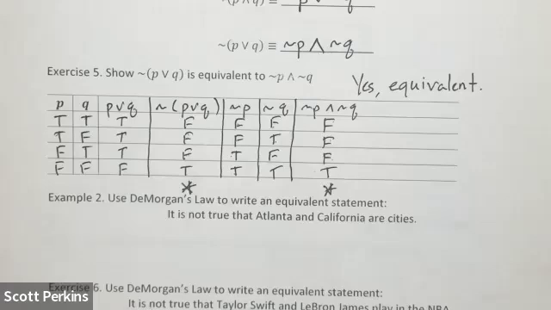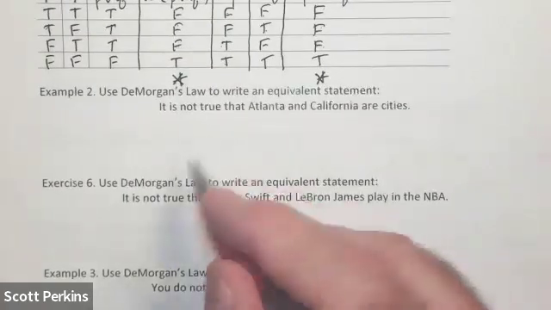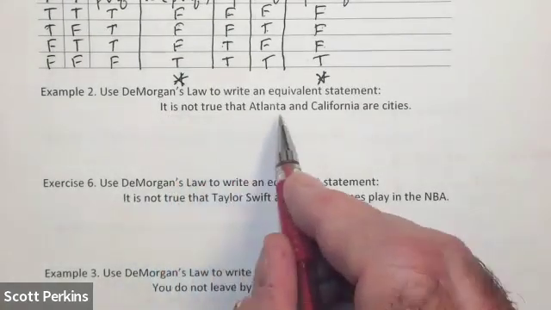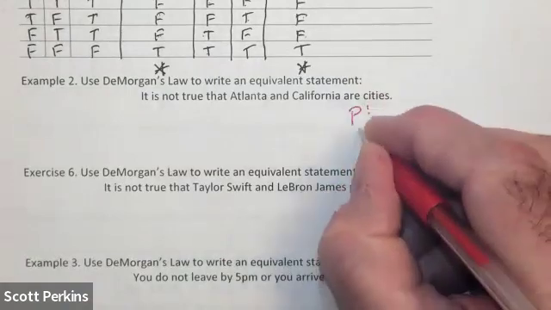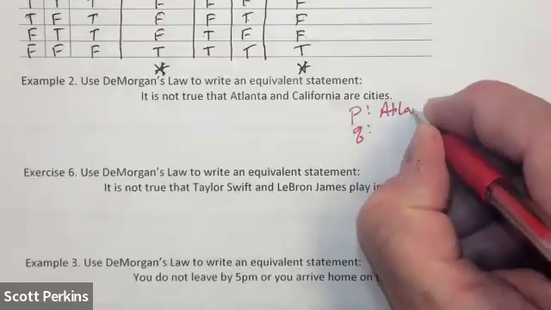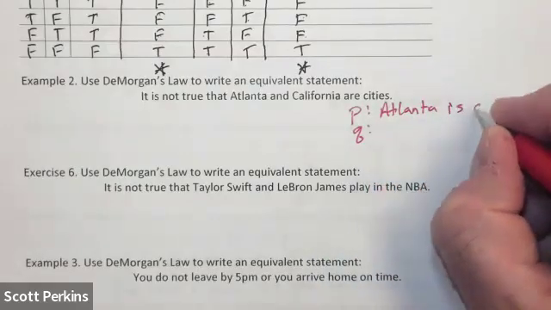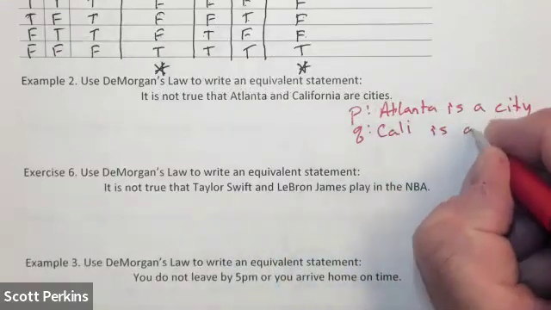Okay, so how we're going to end our time in this section is doing something similar to what we were just doing with the negation of the conditional. We are going to use DeMorgan's law to write an equivalent statement for each of these things. So here's my example. Then we have a few others we're going to go through. So this says it is not true that Atlanta and California are cities. So first, my simple statements. Statement P, statement Q. Statement P is that Atlanta is a city. And statement Q is California is a city.